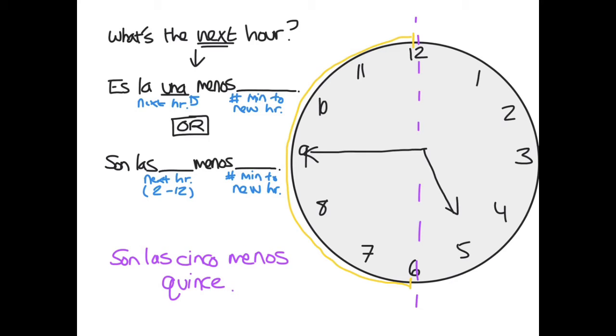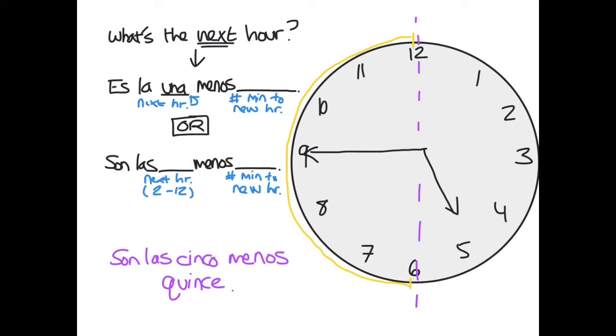So we're working with the next hour. If I say it's 4:45, I mean it's 4:45. 5's the new hour, the next one coming up in 15 minutes. So what's the next hour? That's going to determine the formula you use. If the next hour, the newest hour that's coming up, is 1, then we start with es la una. But if the new hour is 2 through 12, we use son las. Remember, singular, plural. Then we state how many minutes are left to get there.